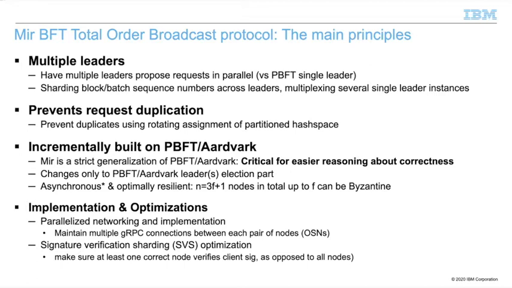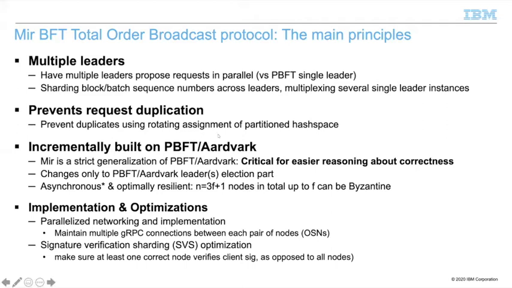It prevents request duplication by a mechanism that is the key contribution of the paper, which I will focus on in a bit more detail. And it's incrementally built on PBFT, or actually Aardvark, a hardening of PBFT. Aardvark is the NSDI 2009 paper that delivers reasonable throughput despite attacks on PBFT, right? But essentially, in the first order approximation, you can think it's built on PBFT. And it includes several optimizations and implementation particularities that I will highlight as we go.